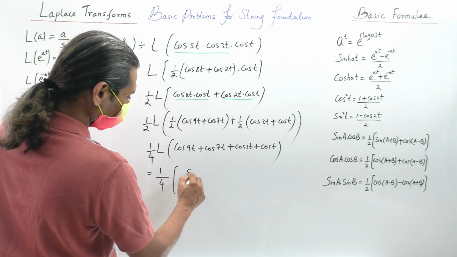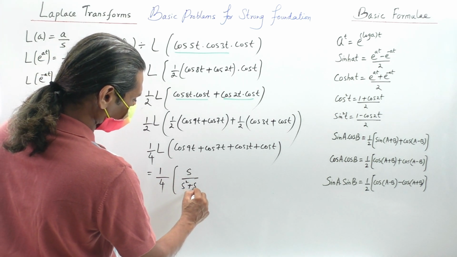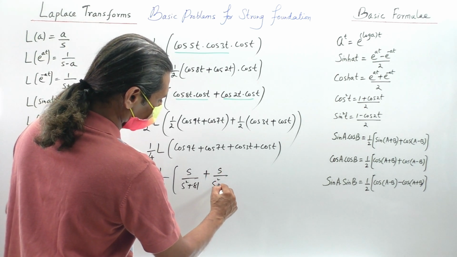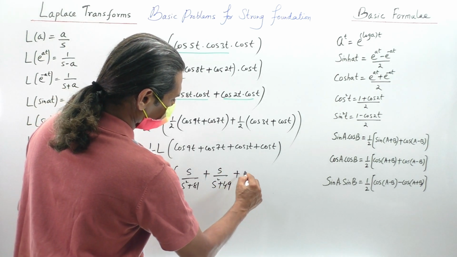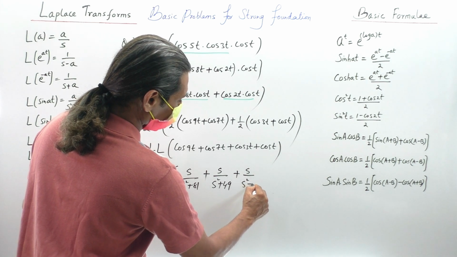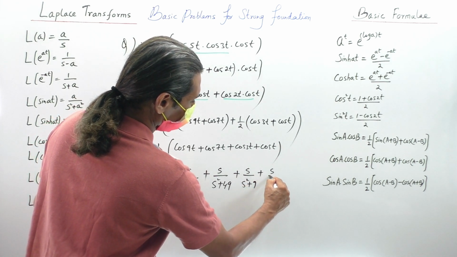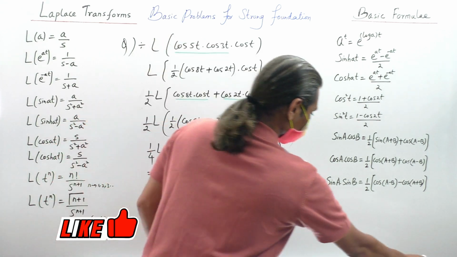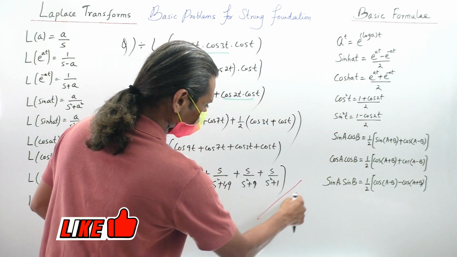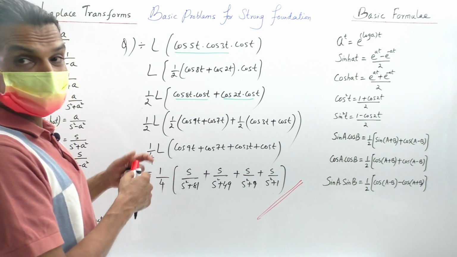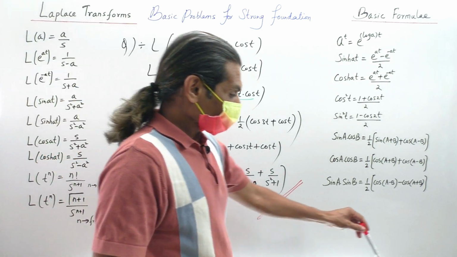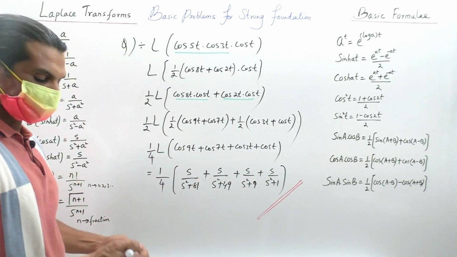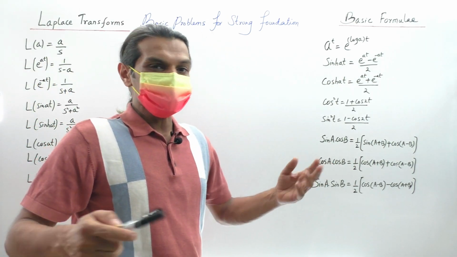Laplace of cos 9t is s by s square plus 81 plus s by s square plus 49 plus s by s square plus 9 plus s by s square plus 1. This is the answer. Questions like these might be asked in the examination for 5 marks. So, taking different numbers, we can practice it. Okay, let us solve some more questions here.